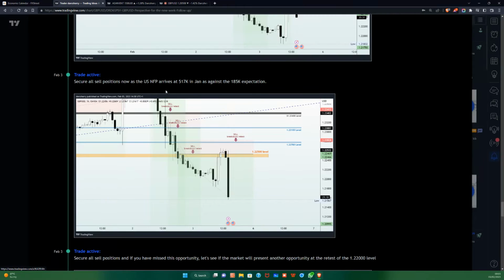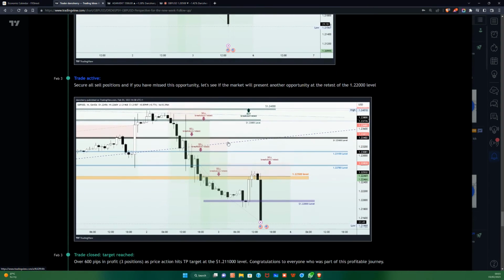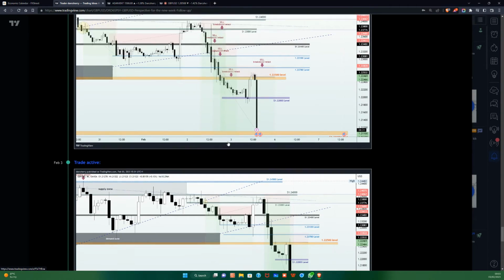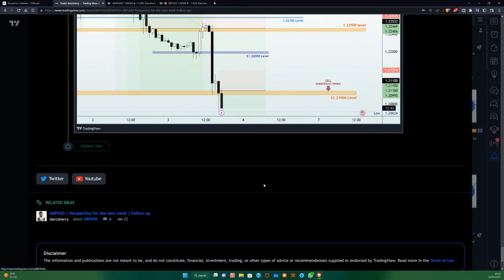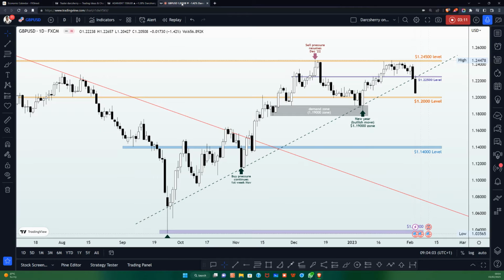And following the NFP, which came in with a positive 517,000 jobs for the month of January, we saw the market react so massively. And thank goodness we were already in this position when this move happened, and we rode the move all the way down, breaking down the 1.2100 level and pushing price further to the downside. In fact, it was a profitable week for us on the GBPUSD.